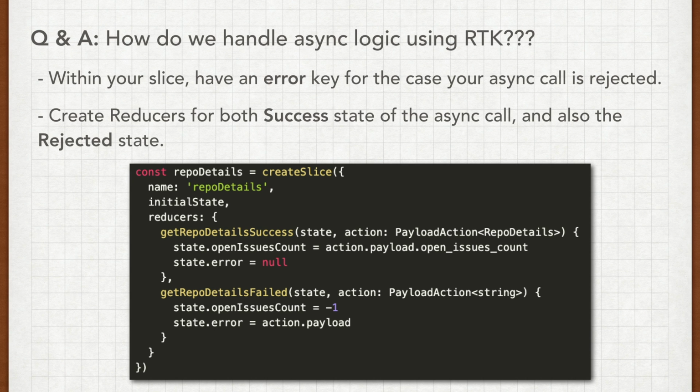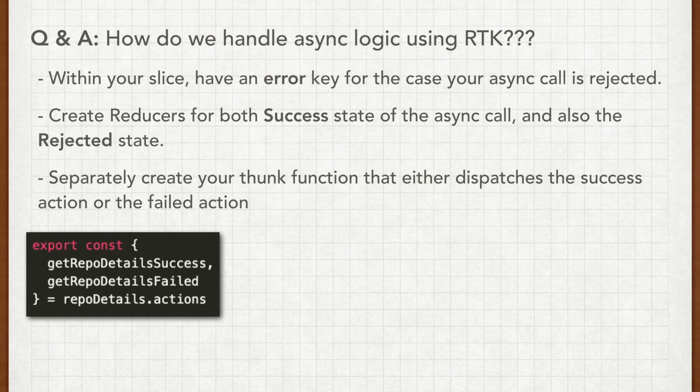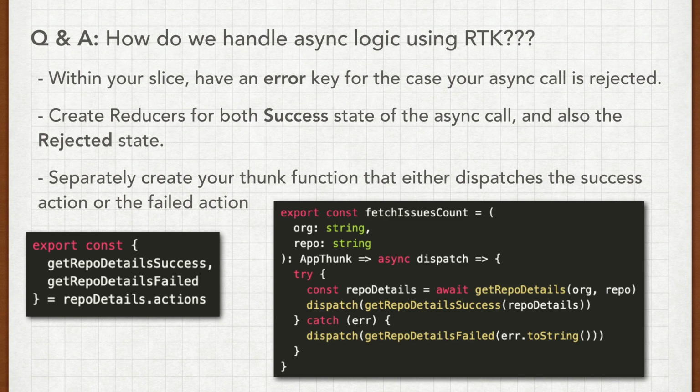So after we have defined these reducers manually, then separately, on a different line of code or in a different file, create your async thunk function that either dispatches the success action or the failed action. Let me give you the example here. By the way, before we do that, let's extract the action creators that createSlice has automatically created for us. We could get them from the .actions property. Here we are extracting getRepoDetailsSuccess and getRepoDetailsFailed that we defined earlier, and then we're going to put them to use in this async thunk function. Notice we're getting two parameters, org and repo. And also, if you're using TypeScript, you could use the AppThunk type that Redux Toolkit comes with.